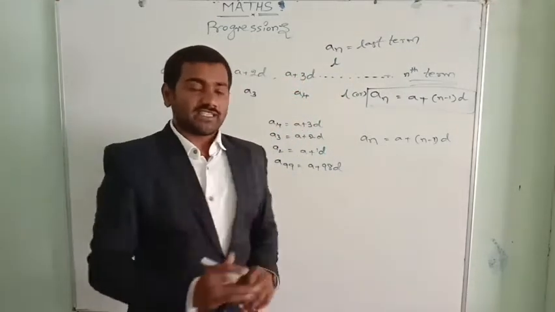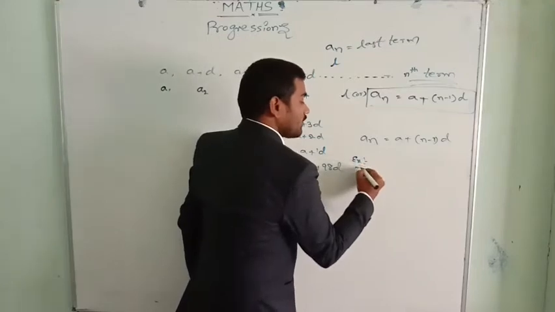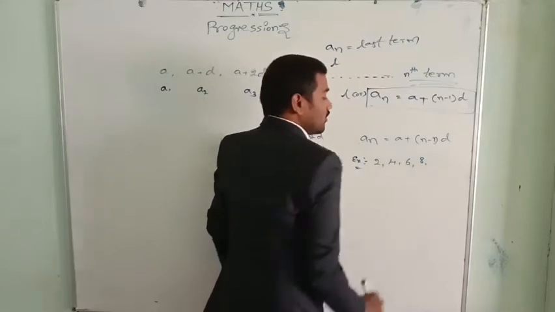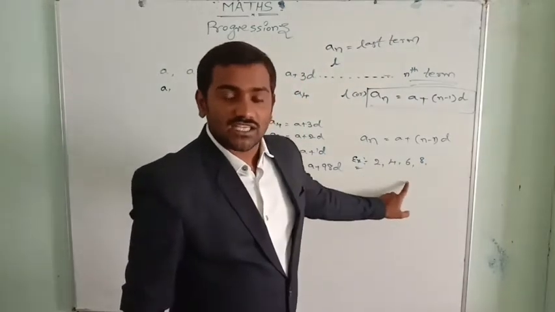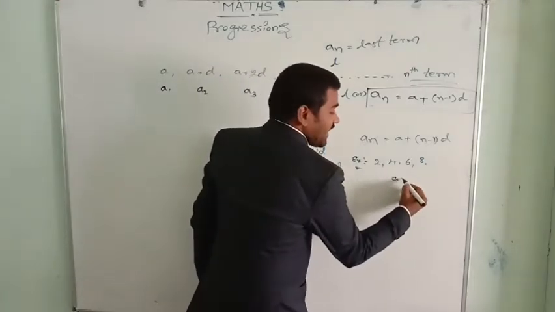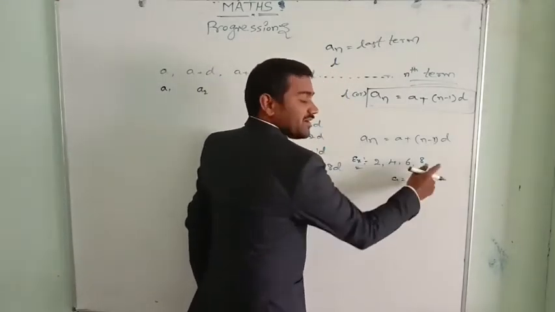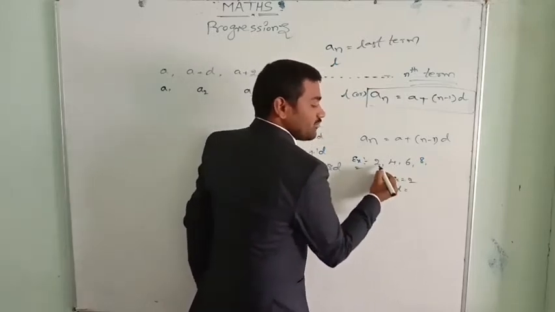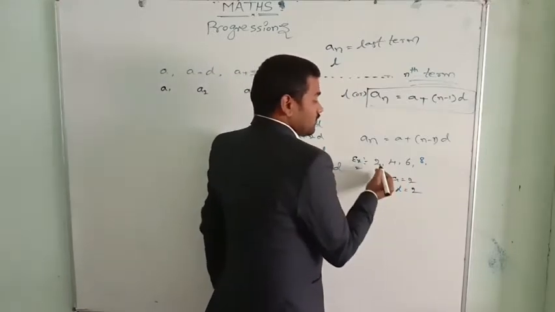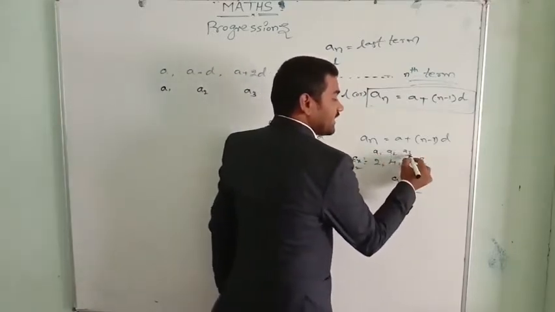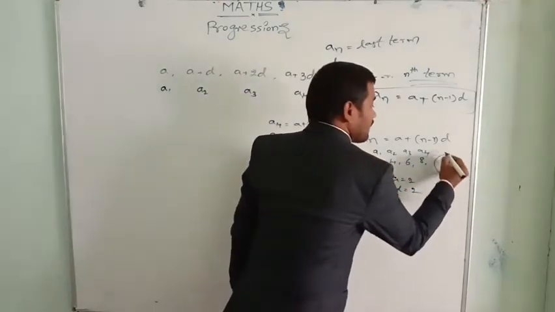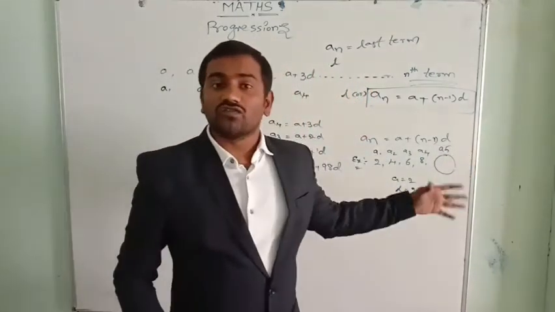Suppose, for a general example, let's take 2, 4, 6, 8. We know that this list of numbers is in arithmetical progression. We already know a equals 2. The common difference d equals a2 minus a1, 4 minus 2, which is 2. Now suppose a1, a2, a3, a4, 4 terms are given. I want to find the fifth term, a5.